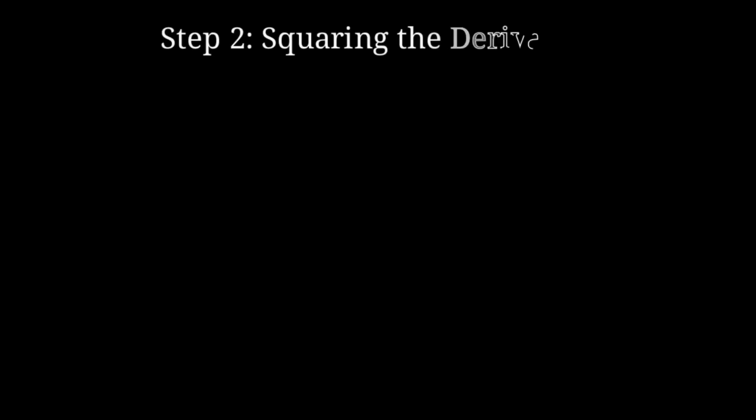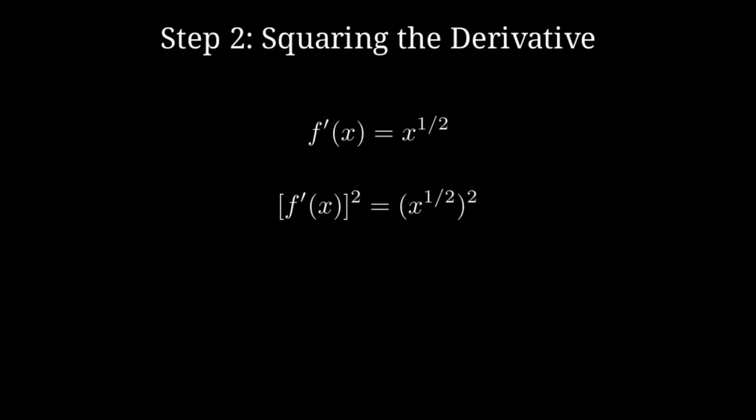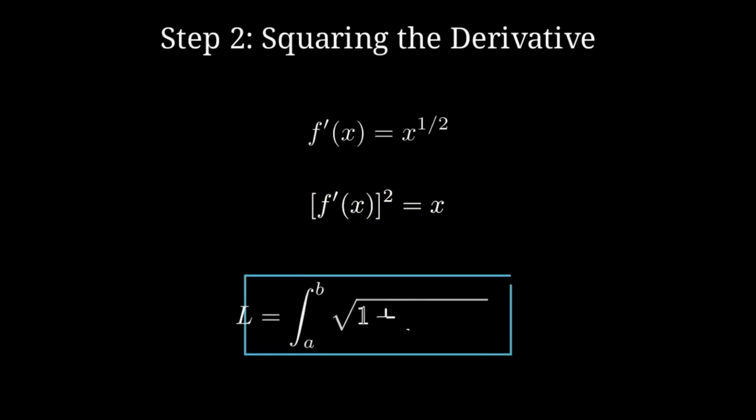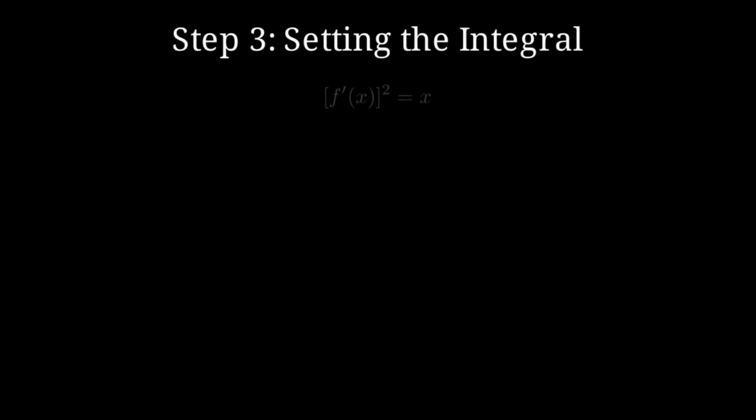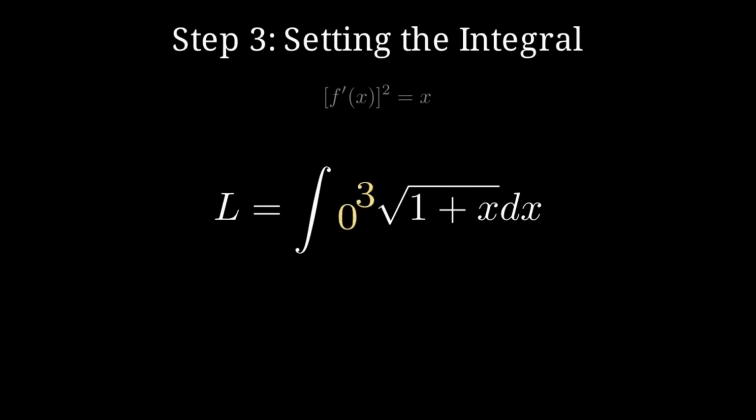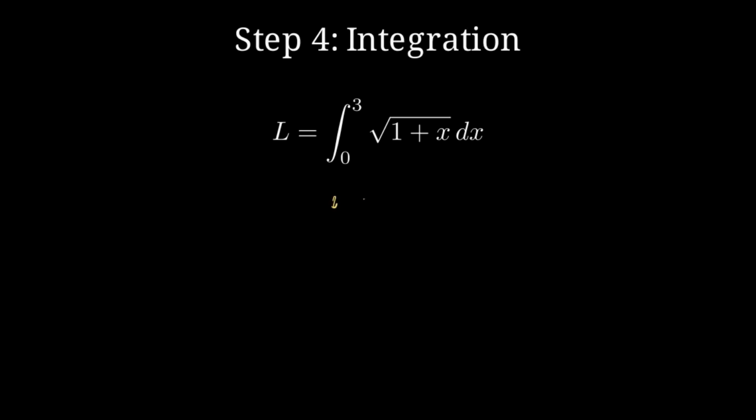Next, we square the derivative as required by the formula. Squaring the square root of x simply gives us x. This will make our integration process much more straightforward. Now we substitute our values into the arc length formula. We are integrating the square root of 1 plus x, with respect to x, over the interval from 0 to 3. We integrate using the reverse power rule.